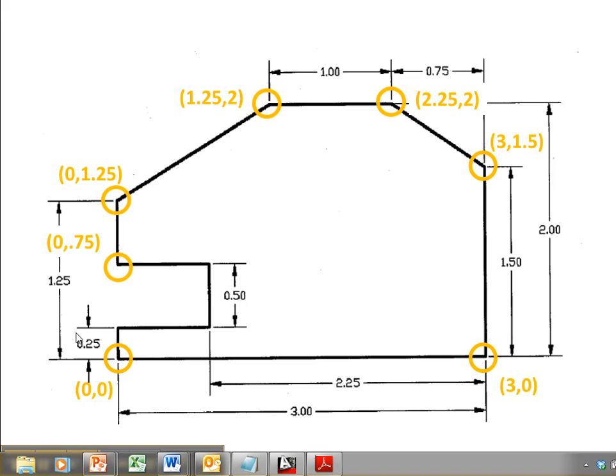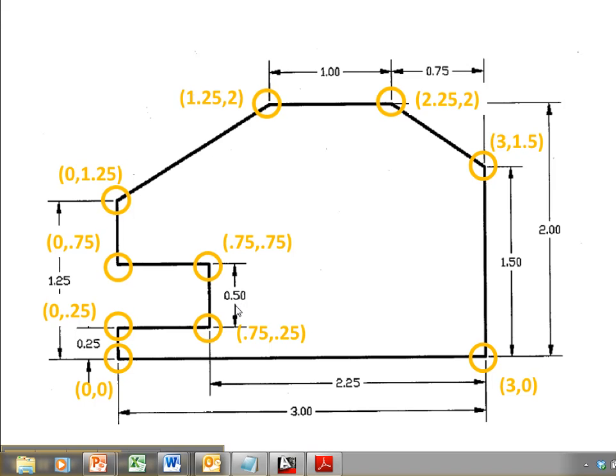a total of 0.25 plus 0.5, or a total of 0.75 in the y-axis for this point. Our last three pair move a total of 0.75 in the x-axis from 0, 0, and 0.75 in the y-axis. And I accomplish that by doing the math, taking away 1.25 from 2 to arrive at 0.75, and 0.75 in the y, 0.25 plus the 0.5.